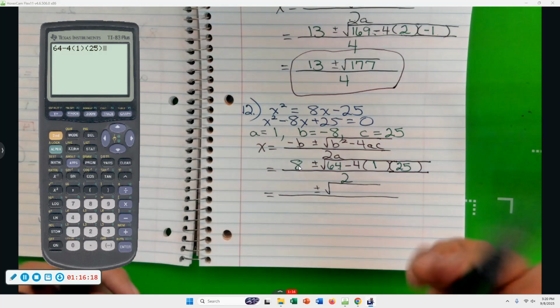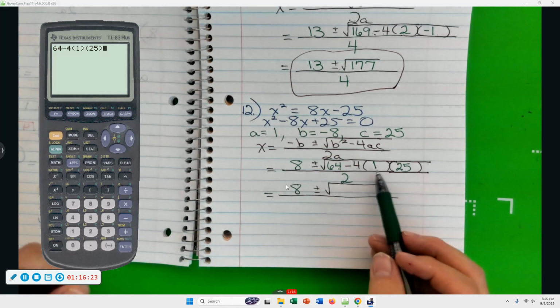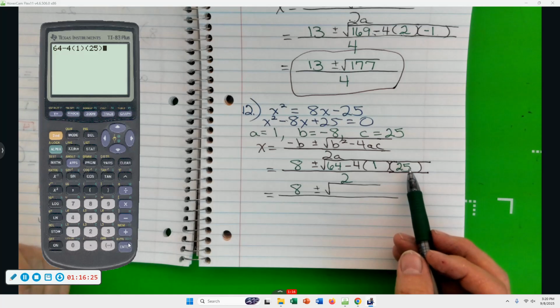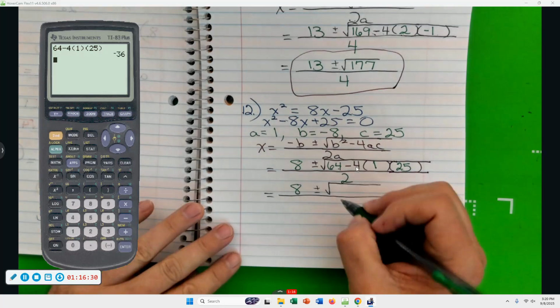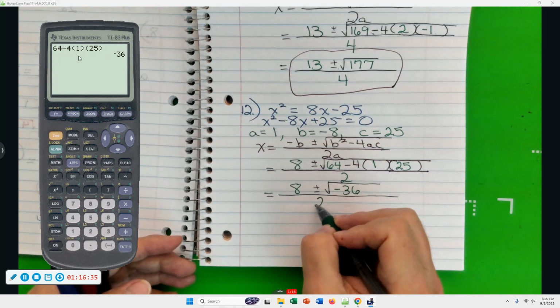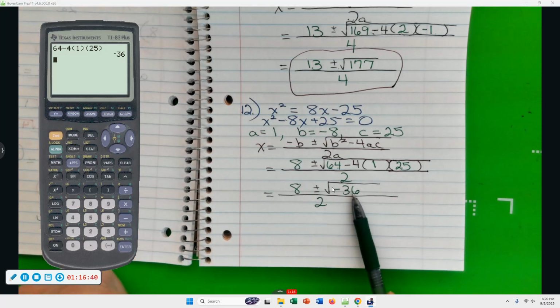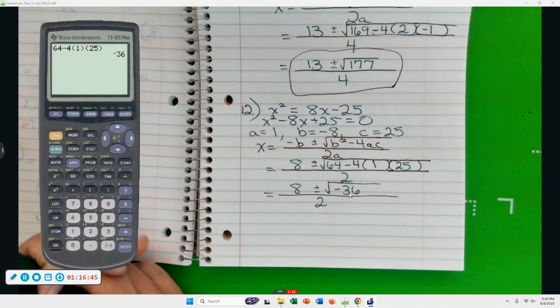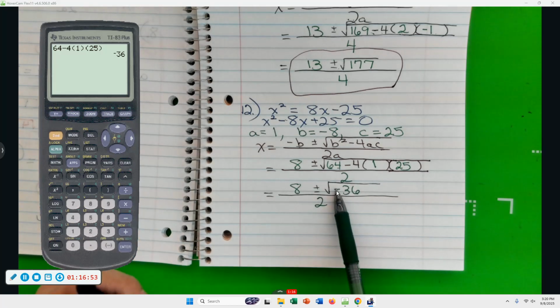We have 8 plus or minus, well, that minus 4 times 1 times 25 is a minus 100. 64 minus 100, I'm getting a negative 36. Tony, what did that calculator of yours give you? Negative 36. Okay. Hey, 36 is a perfect square. That's nice. But is there something else we're going to have to do with that radical? You're going to pick up an i because of that negative sign.